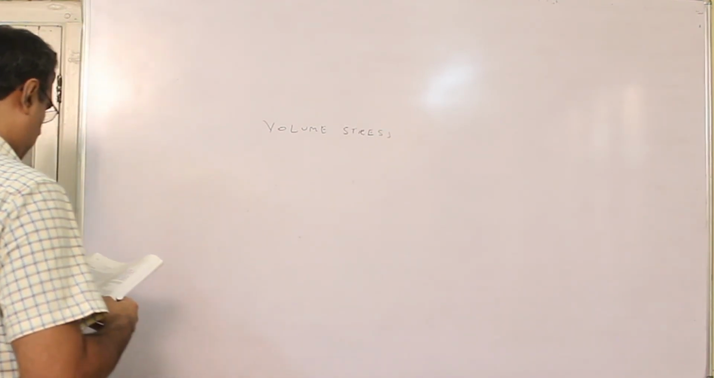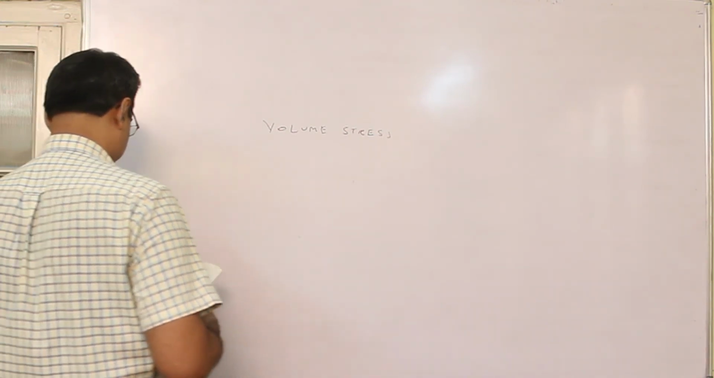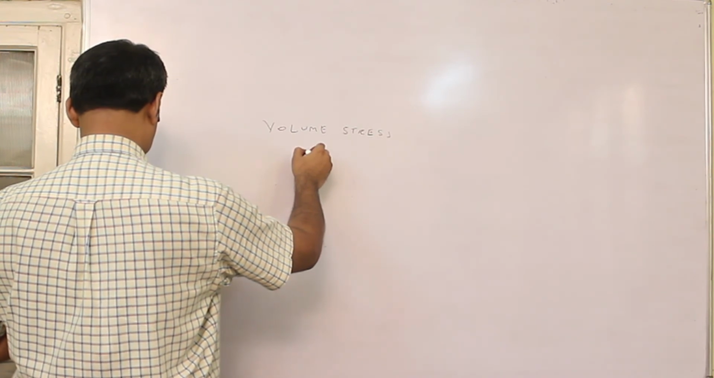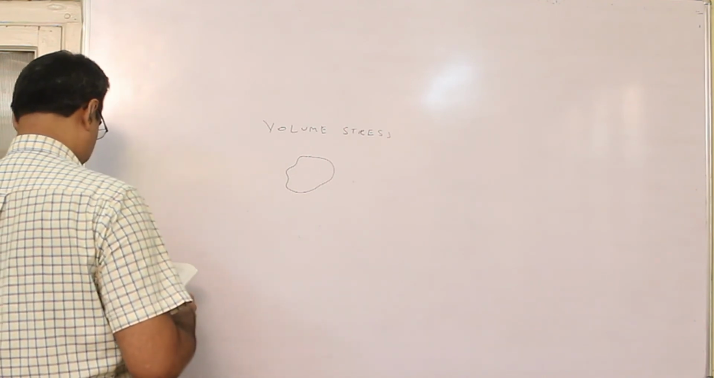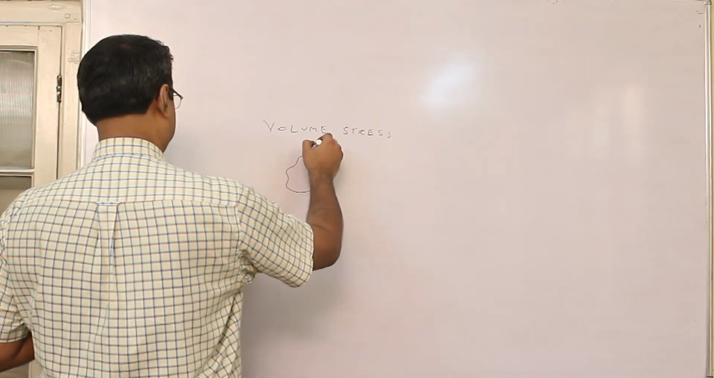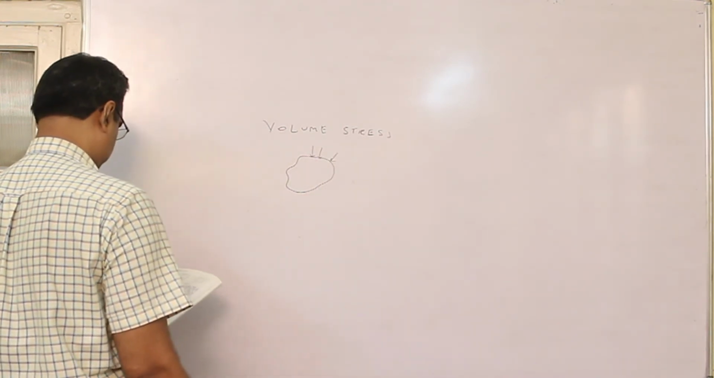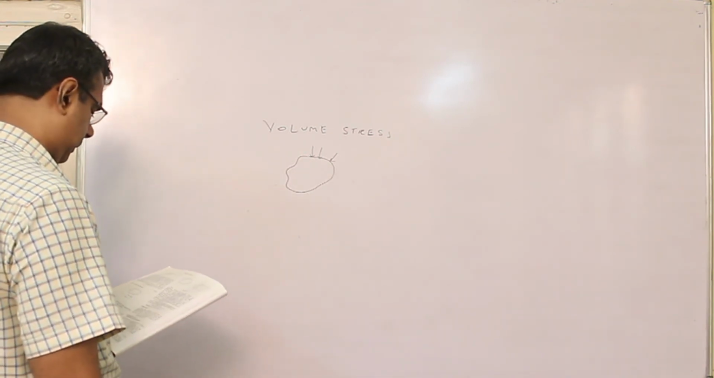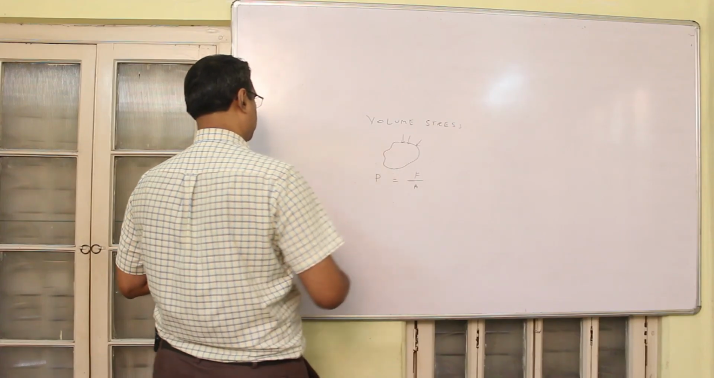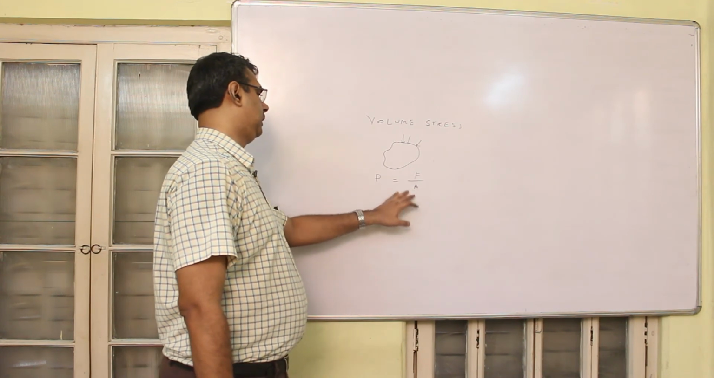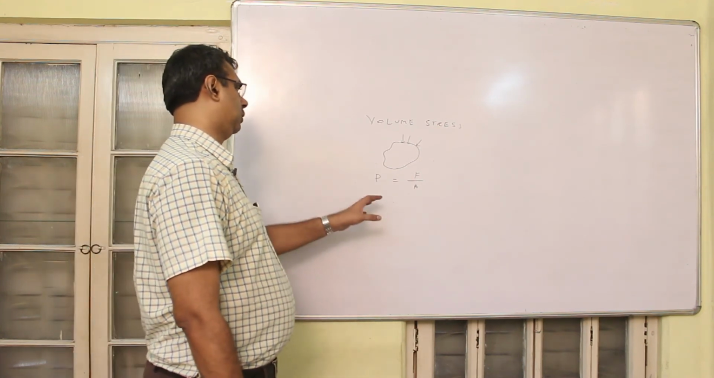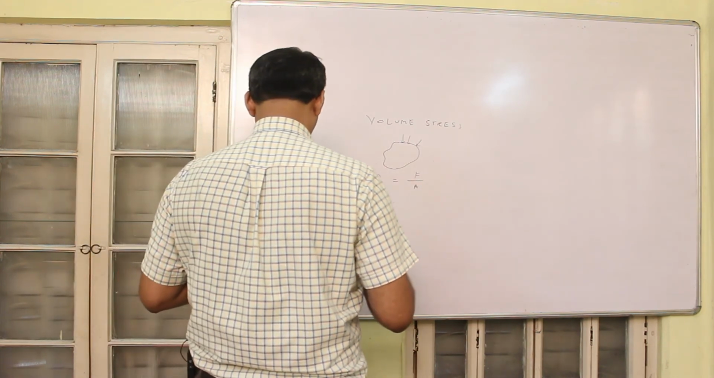Just like longitudinal stress, we also have volume stress. So what happens is, suppose if there is a fluid and if I consider an element of the fluid, it is exerted upon by a force F. So this force per unit area is known as volume stress, but because we are talking about a fluid, force per area is better defined if we call it pressure. So the volume stress for any fluid is nothing but the pressure of the fluid at that particular point. So this is volume stress.